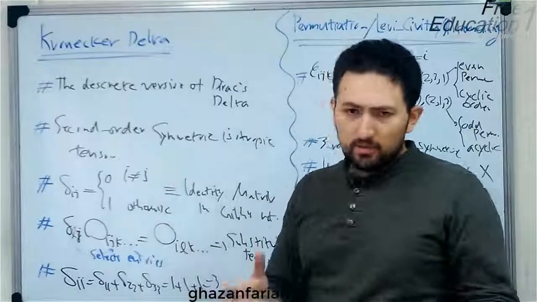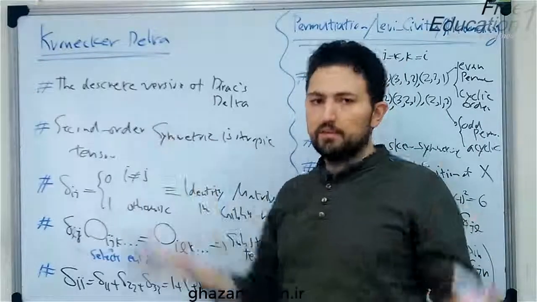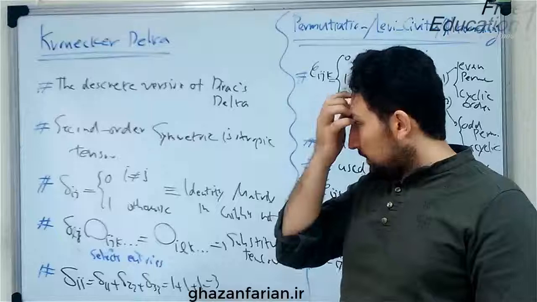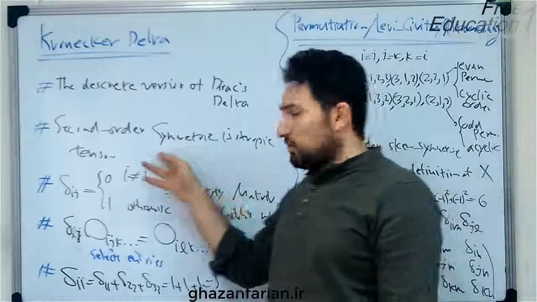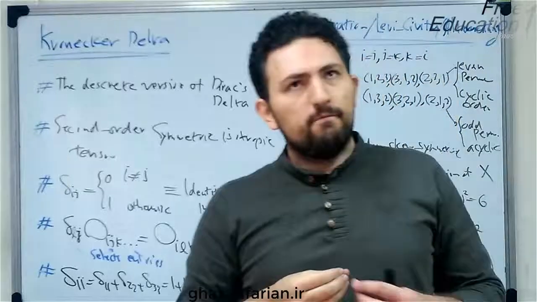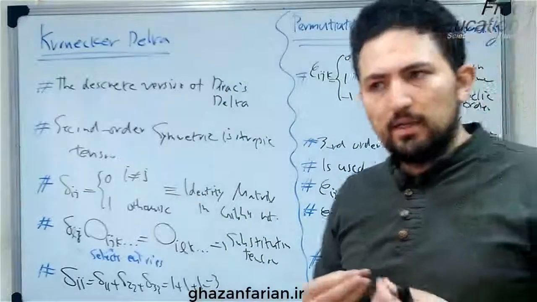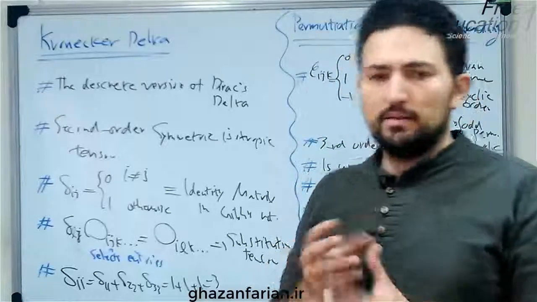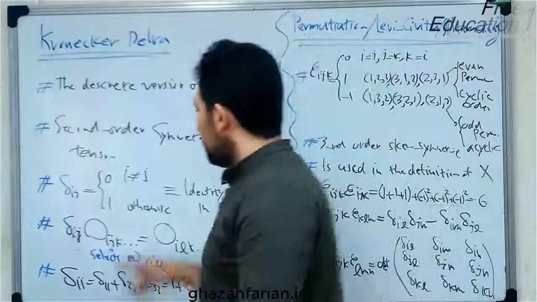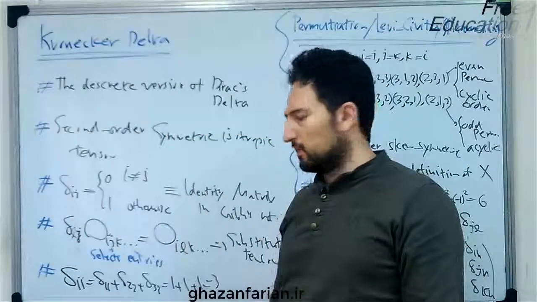I have to record some other videos about the definition of, for example, symmetric tensor or isotropic tensor. But simply speaking, a symmetric tensor is a kind of tensor in which the magnitude or the value of the tensor does not change when the indices are interchanged. Based on the definition of the delta function, you can see that it is a symmetric tensor.